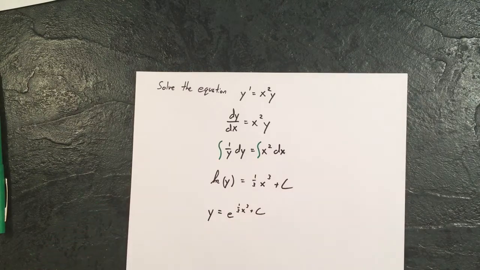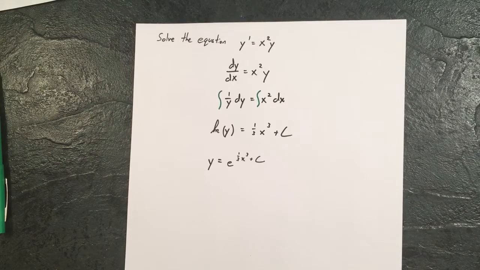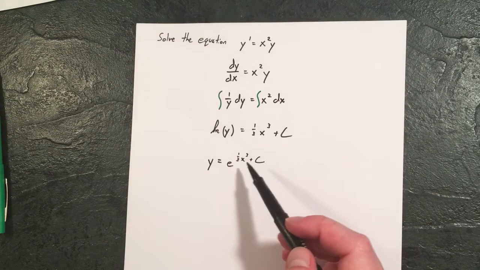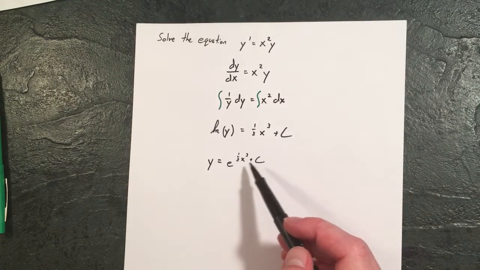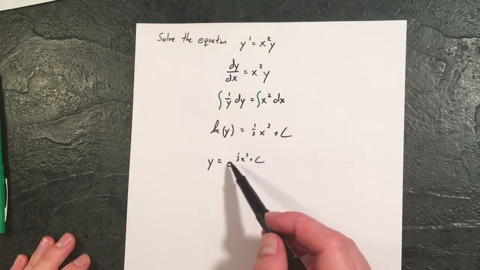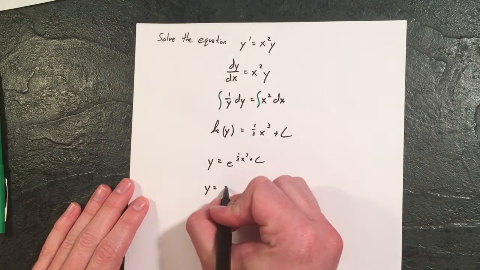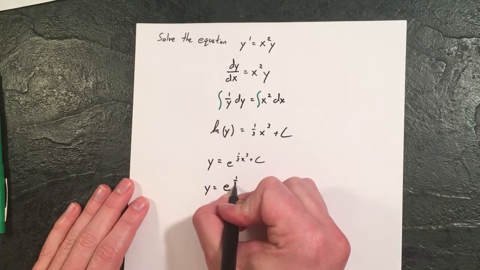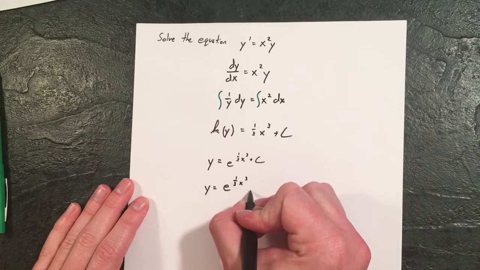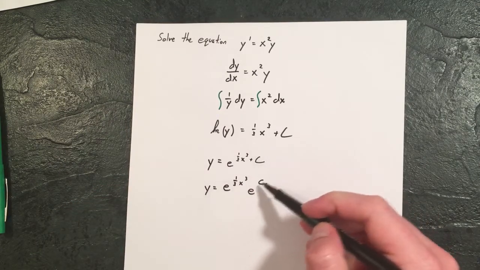Which is not necessarily very pretty, but it is an answer. And if we're looking for kind of constant manipulation in here, there's a little bit more. When we're adding in the exponent of some exponential function here, this function is really the same thing as e to the 1/3 x to the third times e to the c. That addition is really like multiplying.